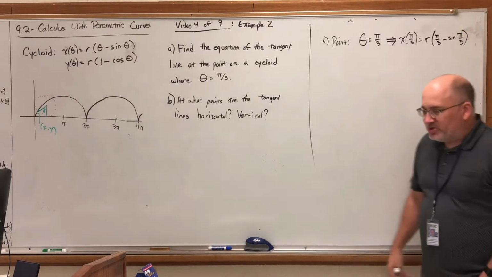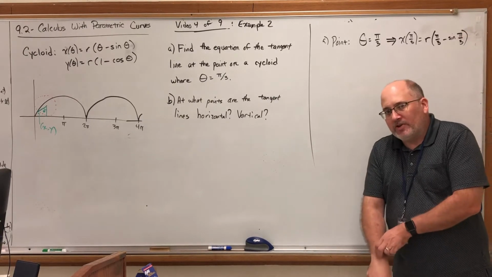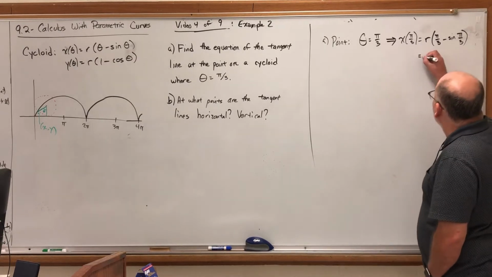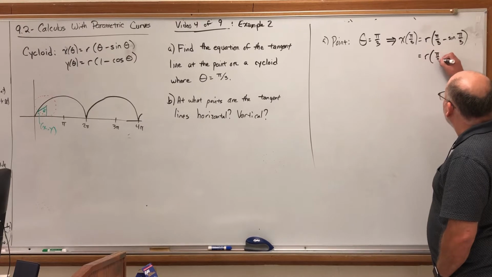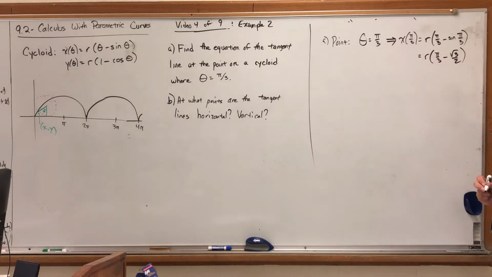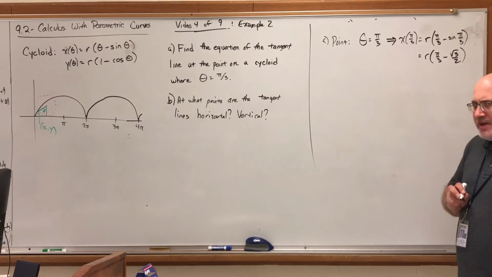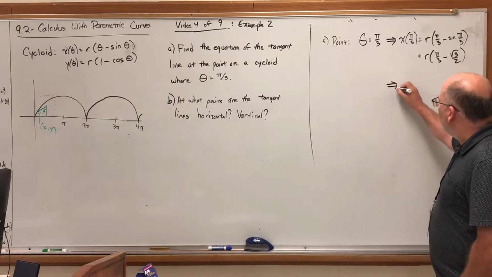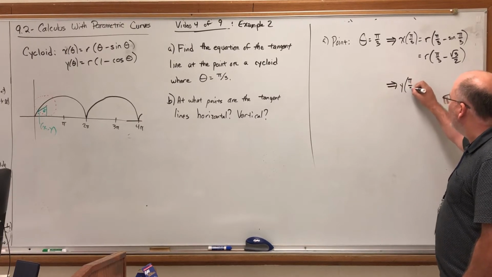Well, pi over 3 is just 60 degrees, and that's an angle that we know something about. Sine of 60 degrees is the square root of 3 over 2. That's about as far as we can push that. I guess you could argue getting a common denominator, but it's not going to make it any better, just look different. But we also need to know the y-coordinate at pi over 3.